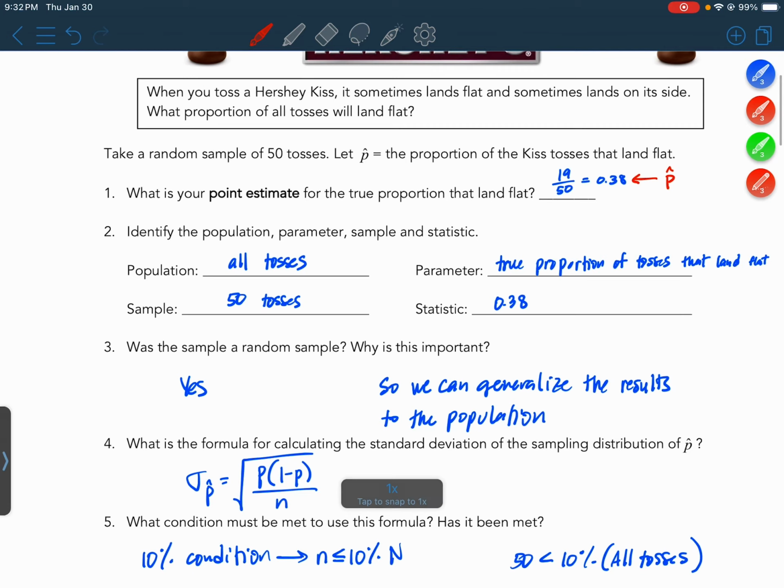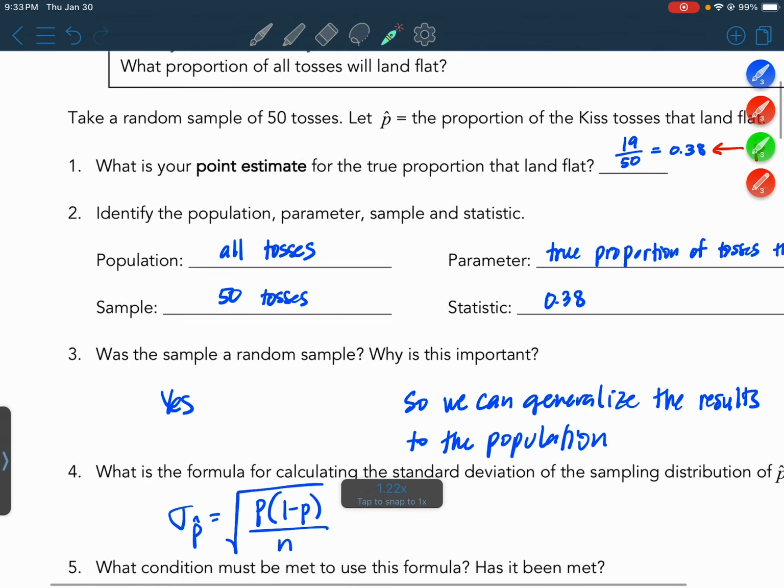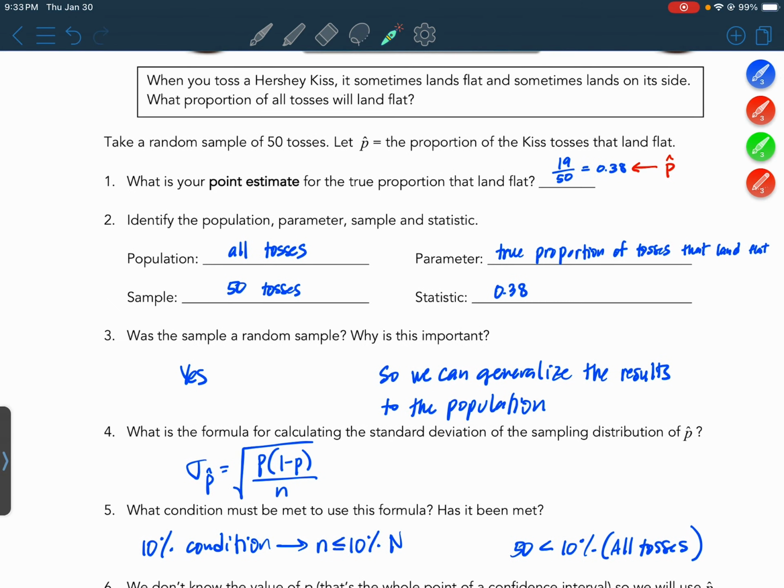In question number two, we're describing in context some of these things. So the population would be all tosses. Now, some students want to say all Hershey kisses, but we're really interested in what happens when you toss the Hershey kiss. So make sure that you have tosses there as your context. The sample is the 50 tosses that you and your group did. The parameter, the thing that we're interested in estimating, is the true proportion of tosses that land flat.